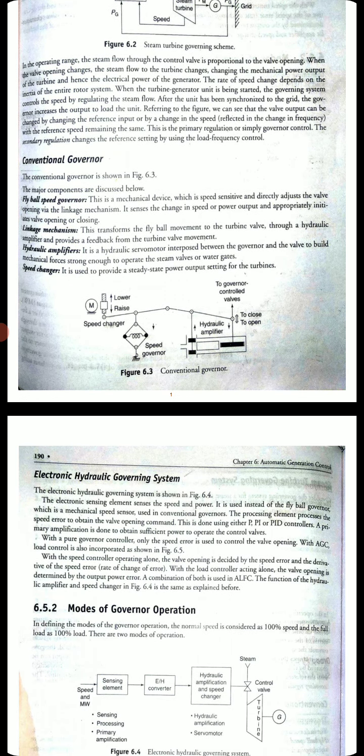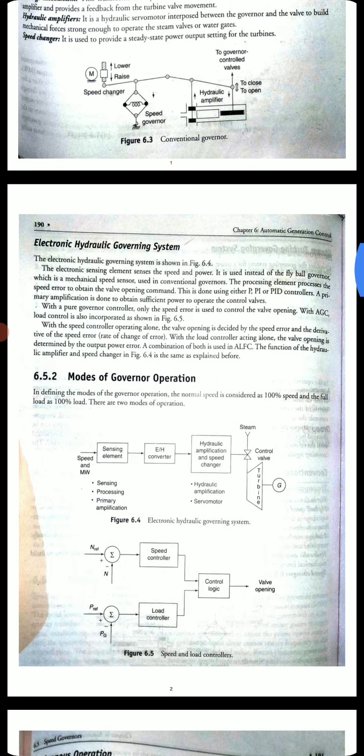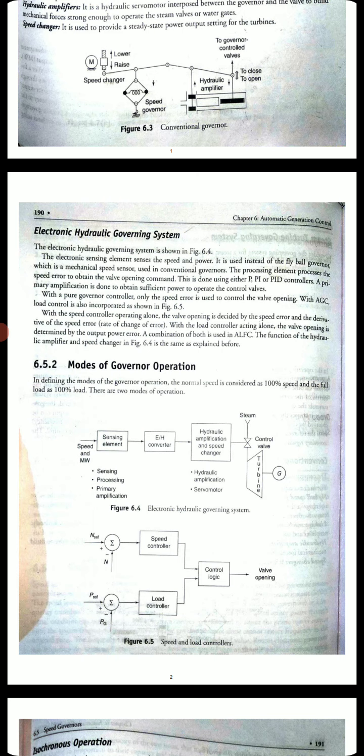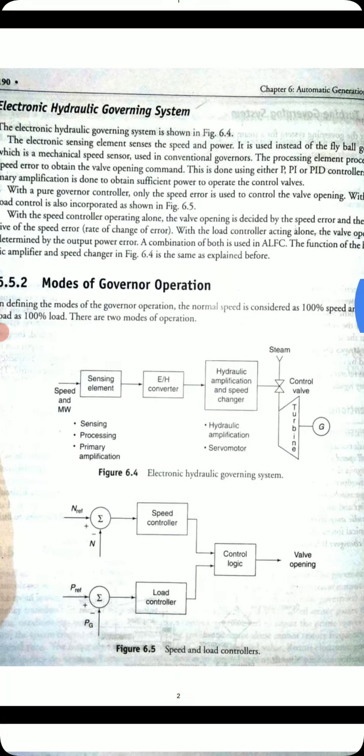The figure shows how the total mechanical conventional governor operates. You can see the lower riser, the speed changer works, and how the speed governor works there. So different components are shown in this figure. Coming to the next, the electronic hydraulic governing system, you can see figure 6.4 here.